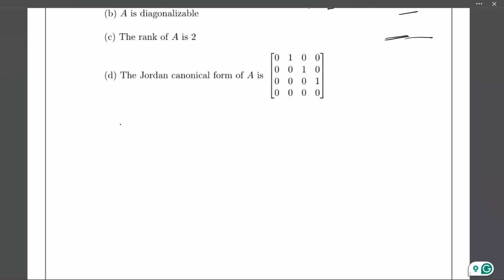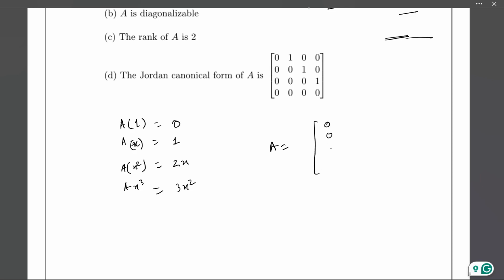Let us write the matrix representation for it. A of 1, with A the differentiation operator, will become 0. A of x, operating on the standard basis, will become 1. A of x square is 2x. A of x cube gives you 3x square. So the matrix representation for A: the first column will be 0, 0, 0, 0, because this is the summation of 0 times the basis 1, x power i, i from 0 to 3. Now for the next, it is 1 times 1 and everything else is 0: 0 into x plus 0 into x square plus 0 into x cube. So you get 1, 0, 0, 0.